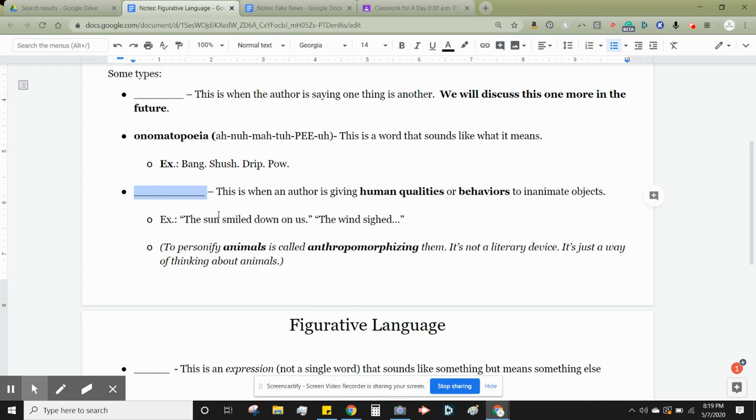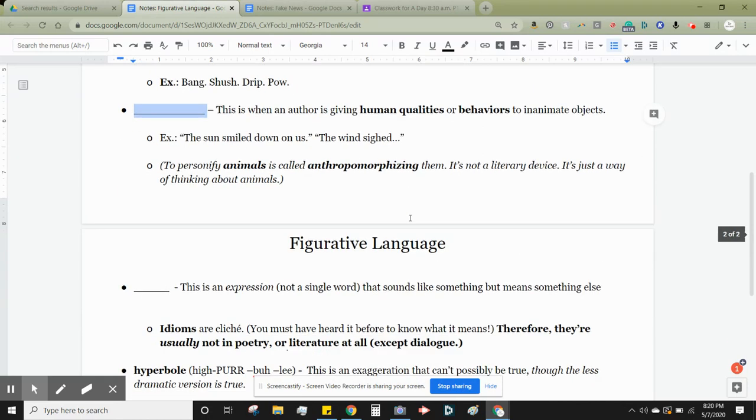So if you say the sun smiled upon us, the wind sighed in the trees. Suns can't smile because they don't have mouths, right? Wind can't sigh because it doesn't have a mouth or lungs, right? The pencil leaped out of my hand. Pencil can't do that. Doesn't have legs for leaping. Those are all examples of personification.